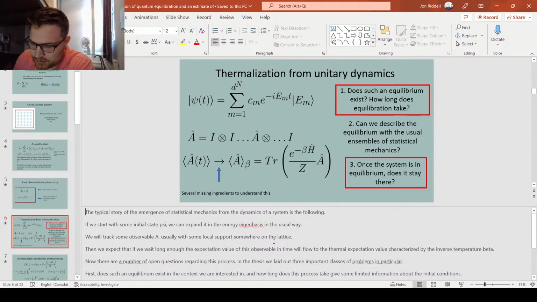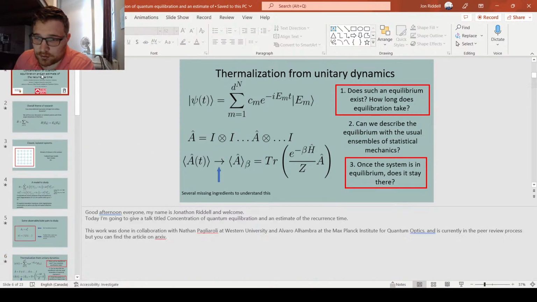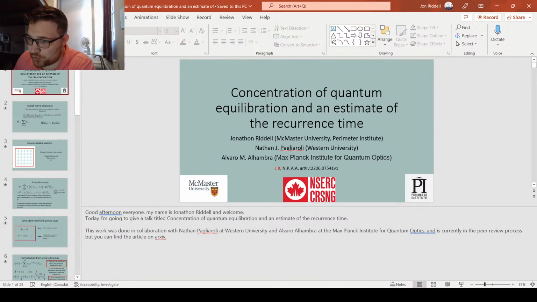So the talk is about a recent article I wrote. The title is Concentration of Quantum Equilibration and an Estimate of the Recurrence Time. Basically, concentration of quantum equilibration says that you can guess what the equilibrium value is by just taking the infinite time average of your expectation value. And that doesn't necessarily mean you're actually going to go to equilibrium just because you can write down what the equilibrium would have to be, right?